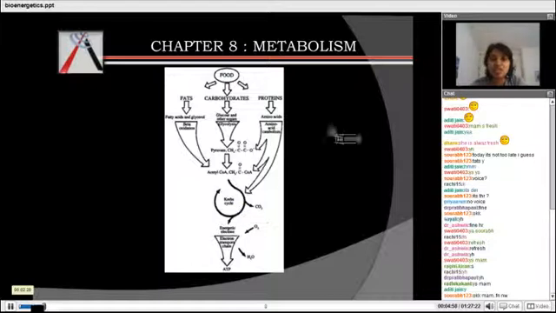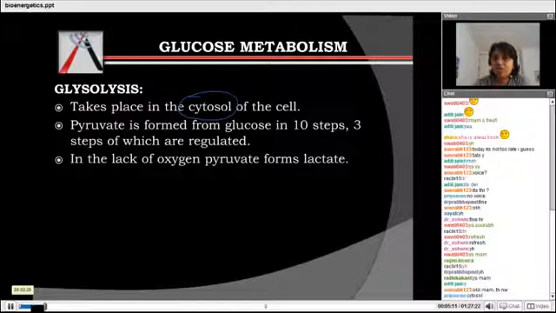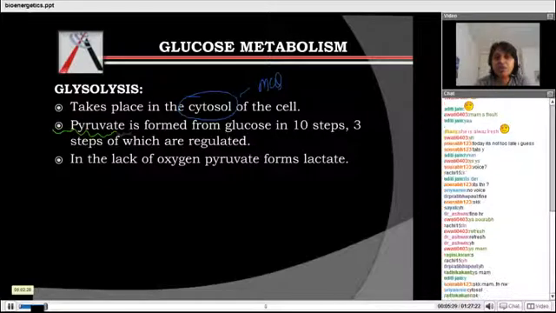Okay, so in today's class we'll start with glycolysis, right? The glucose metabolism part. So where does the glycolysis part take place? It takes place in the cytosol of the cell. So this is your MCQ. Okay, and at the end we have formation of pyruvate. It's a 10-step process out of which 3 steps are regulated.